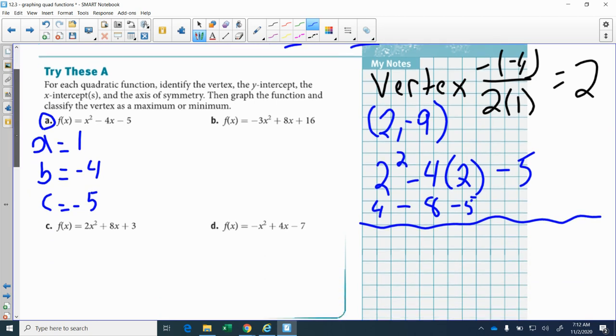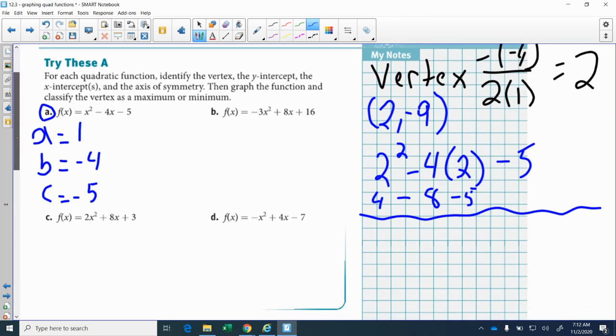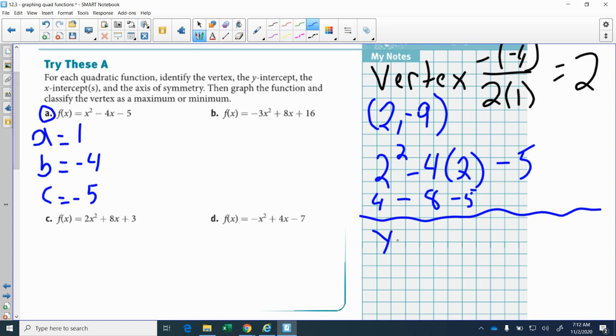The next thing we're going to find is the y-intercept. For the y-intercept, all we have to do is take the last number of this problem. Do you notice how there's a -5 right here? Easy enough. That's actually our y-intercept.